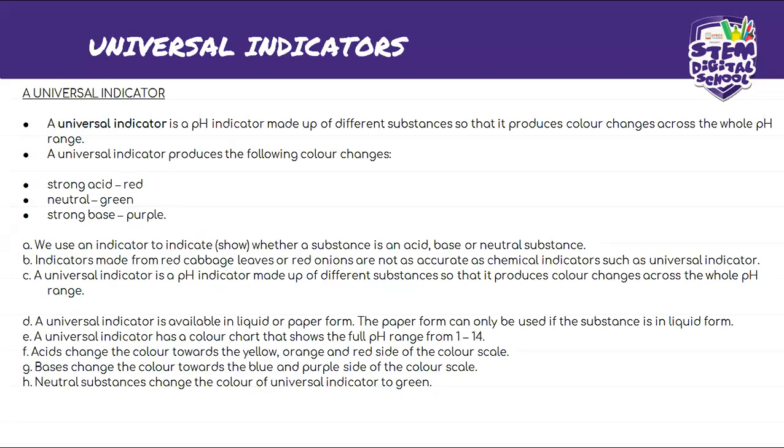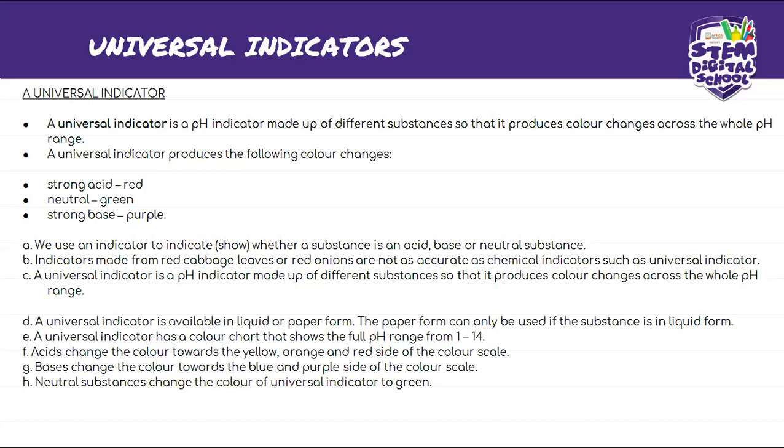All right, so let's look at a universal indicator. A universal indicator is a pH indicator made up of different substances so that it produces color changes across the whole pH range. So a universal indicator produces the following color changes. In strong acids, it will be red. In neutral solutions, it will be green. And then in strong base, the color is going to be purple. We use an indicator to indicate or show whether a substance is an acid, base, or neutral.